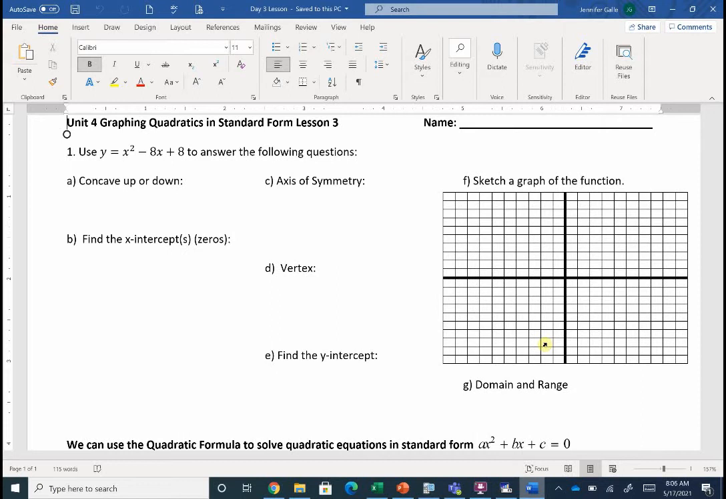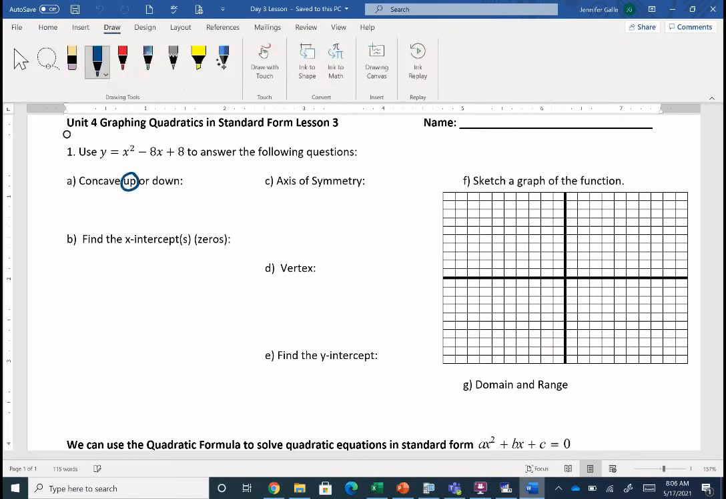Is this graph going to open up or down? So what's the basic shape of our graph going to be? It's going to open up because that x squared term is positive. So we are going to open up.